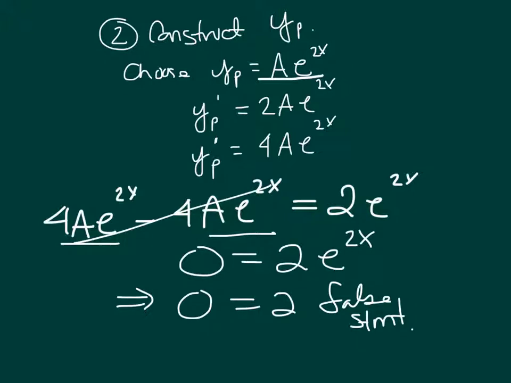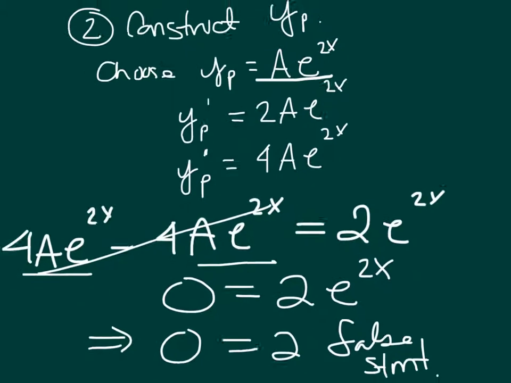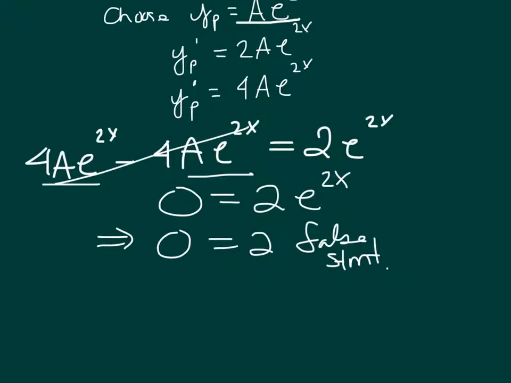Maybe the choice for y sub p wasn't the best choice, because I'm doing the math and I'm getting this equation, and 0 is obviously not equal to 2. So this is where we try to choose a different y sub p. Okay, so let's try a different one. So let's try choosing, so we still have our exponential function, so we can do a and then multiply by a factor of x. So a times x times e to the 2x.